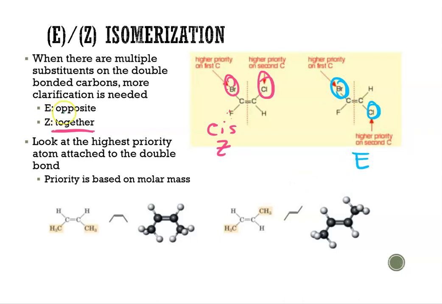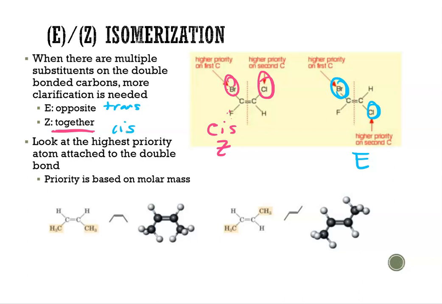So this would be E. E is sort of trans, and then cis is going to be the together one here, if they're both on the same side. All right. And so again, if we look at our priority with our molar mass, then it just makes life a little bit easier.